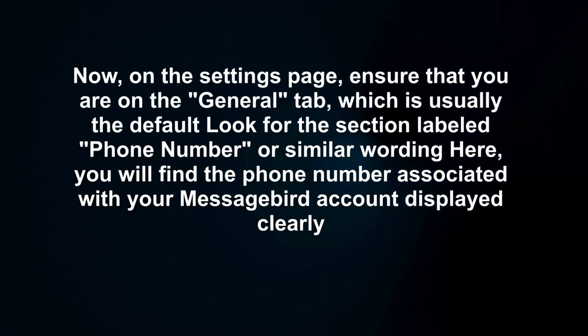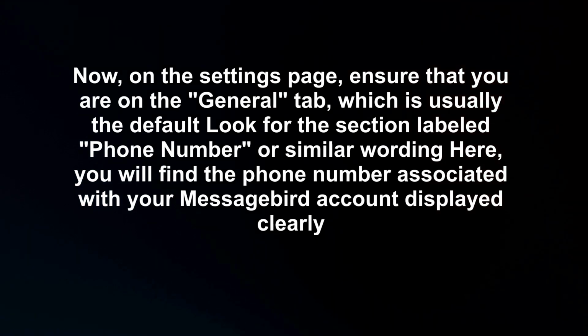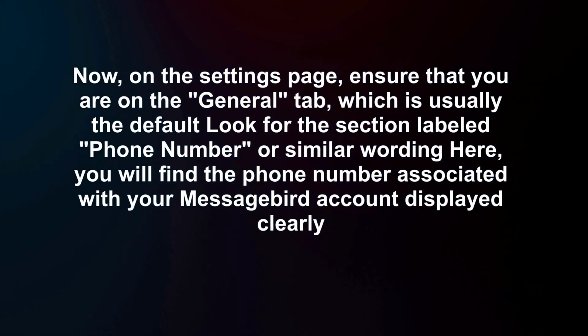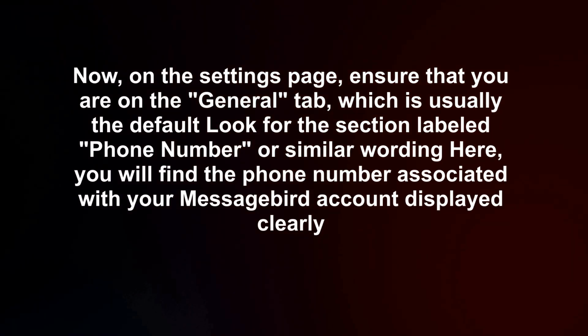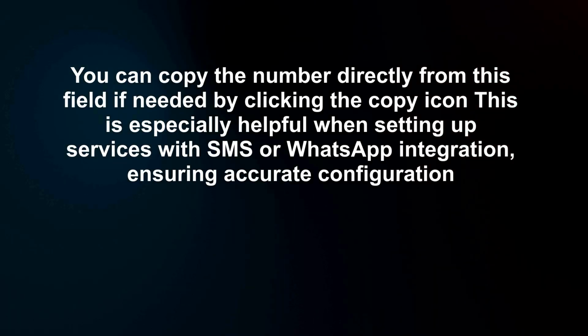Now, on the settings page, ensure that you are on the General tab, which is usually the default. Look for the section labeled phone number or similar wording here. You will find the phone number associated with your Messagebird account displayed clearly. You can copy the number directly from this field if needed by clicking the copy icon.